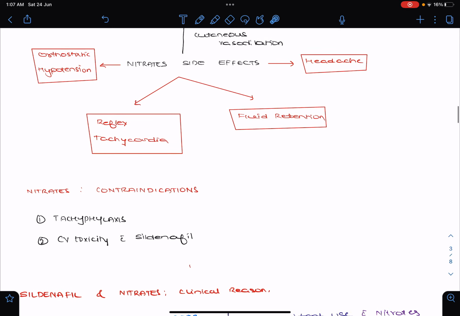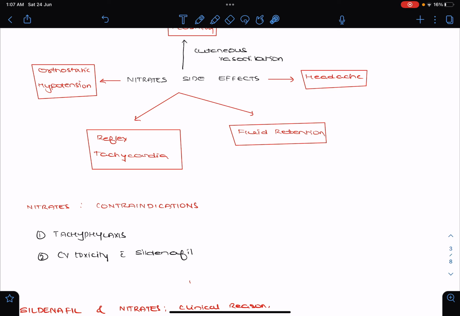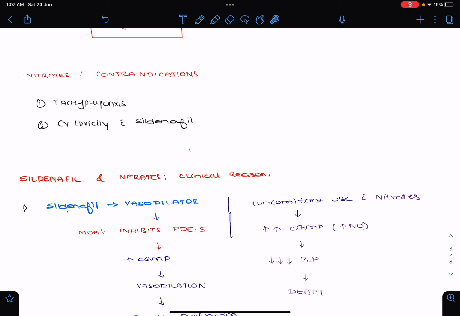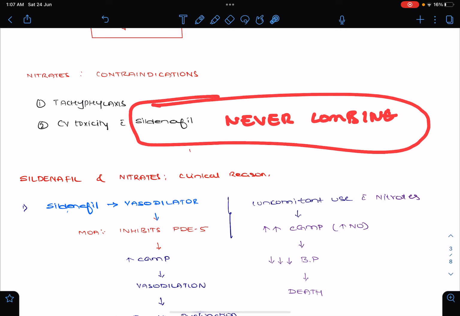What are the contraindications for use of nitrates? Please remember, nitrates can cause tachyphylactic reactions. Thereby nitrates are contraindicated if there is a previous allergic history to nitrates in an individual. And also it can cause a cardiovascular toxicity risk when it is used along with sildenafil. Please never combine nitrates with sildenafil. So what is the reason?